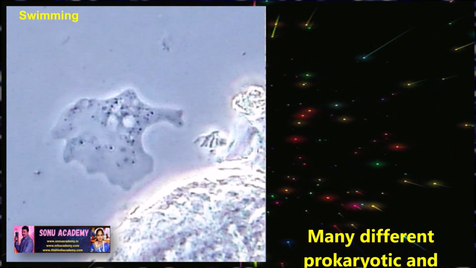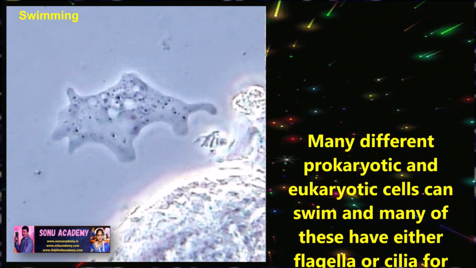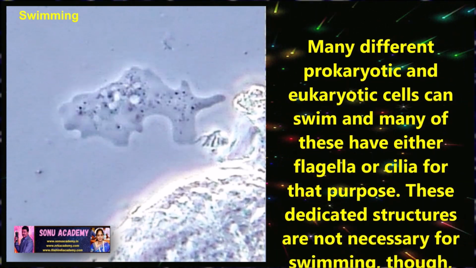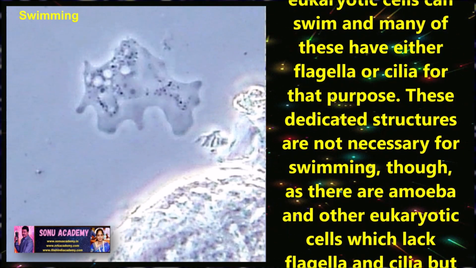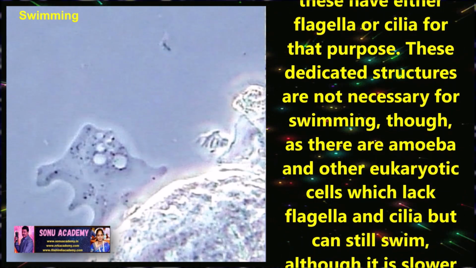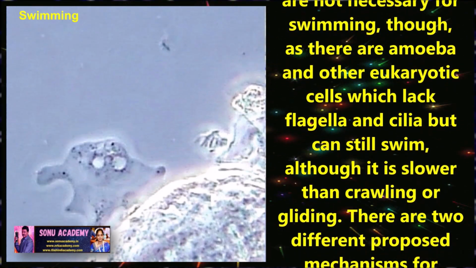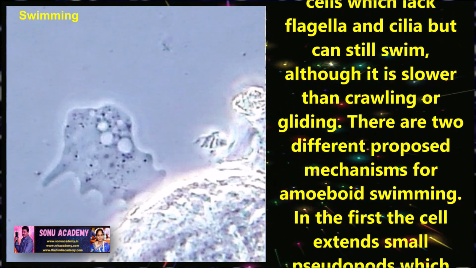Now let us discuss swimming. Many different prokaryotic and eukaryotic cells can swim, and many of them have either flagella or cilia for that purpose. These dedicated structures are not necessary for swimming, as there are amoebas and other eukaryotic cells which lack flagella and cilia but can still swim, although it is slower than crawling or gliding.